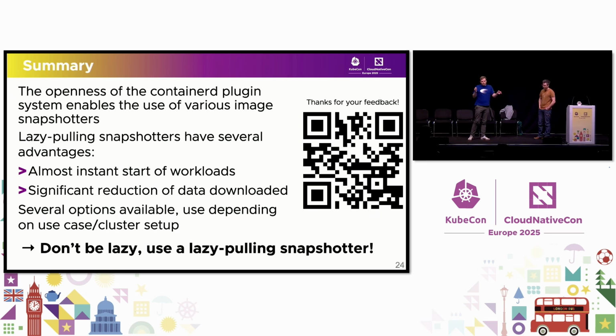Okay. Now we've shown you a couple of different options. Which one you use depends a bit on your personal use case and also the cluster setup. But I think the bottom line or message here is, don't be lazy. Use the lazy pulling snapshotter, because we haven't found any disadvantages to using them, and basically only advantages.